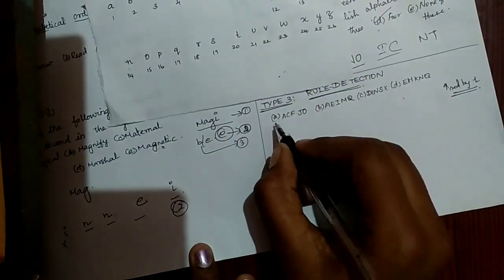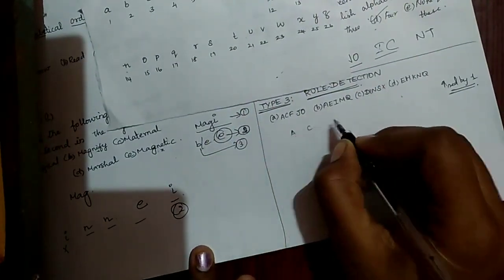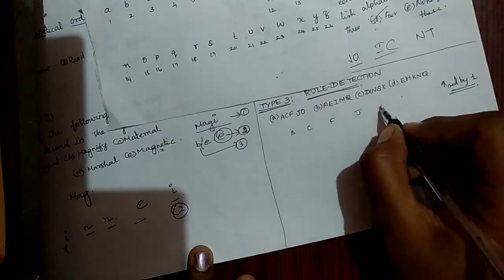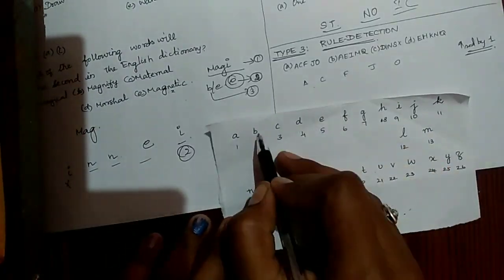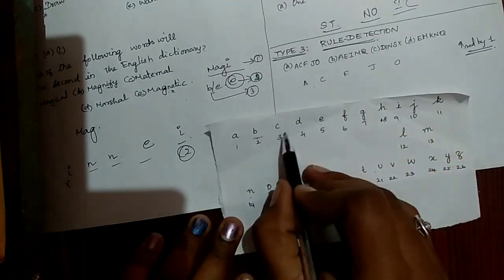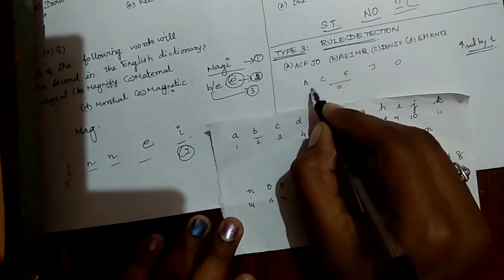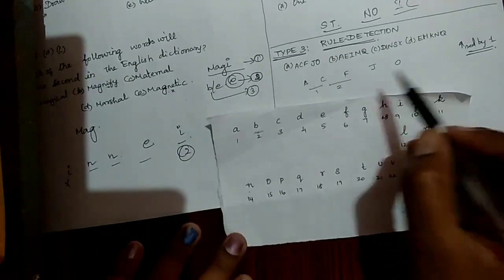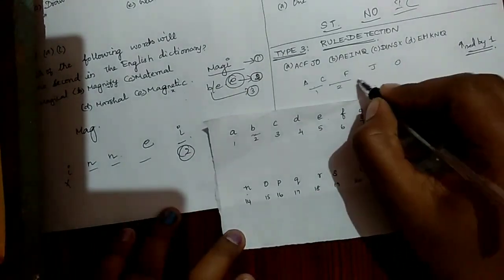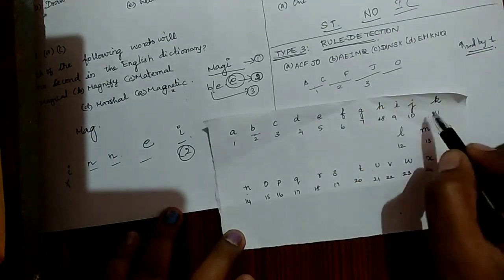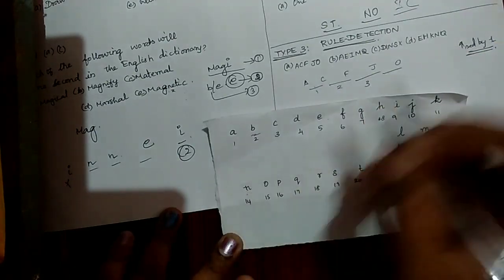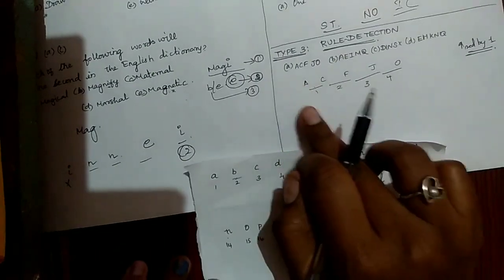So let's check option A. This is A, C, F, J and O. Look at this. Between A and C we have B. Between C and F there is 2. Here is 1. And between F and J this is 1, 2 and 3. And between J and O, 1, 2, 3 and 4. Here 4. Here the sequence has increased by 1.